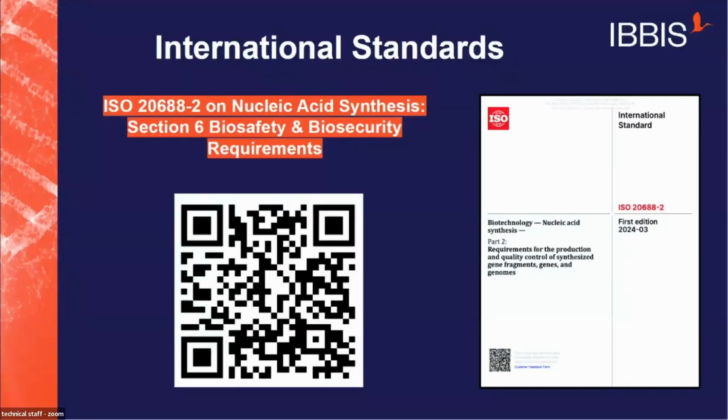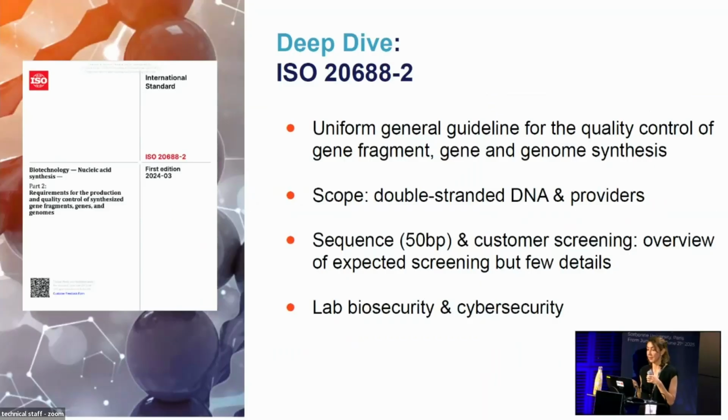Here is the reference of this international standard. And because I'm very excited about this, I'm going to do a very quick deep dive. What is interesting about it is that it provides a uniform general guideline. This is the first time it's happened. The scope is quite narrow, however, it's only on double-stranded DNA and providers. Sequences of 50 base pairs can be discussed. And it does also cover the issue of lab biosecurity and cybersecurity. So again, this is a step in the good direction, I would argue, because it is a global standard, and so many constituencies, for example the European Commission, will look at a standard and just implement it, etc.